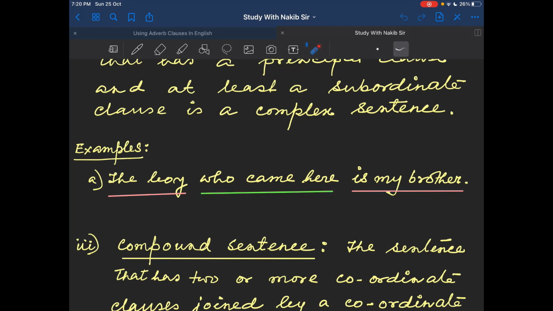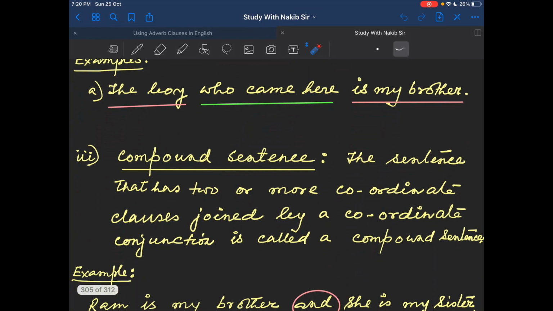If you want to read it much, go to the playlist of joining up sentences and watch the video entitled Concept of Clauses in English. One separate video is made on clauses and their classifications along with the division of sentences as simple, complex and compound. Okay, now come to the compound sentence.